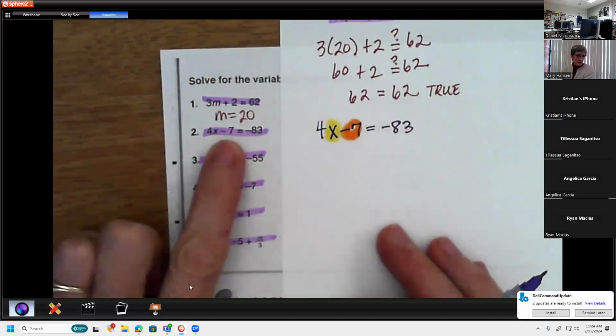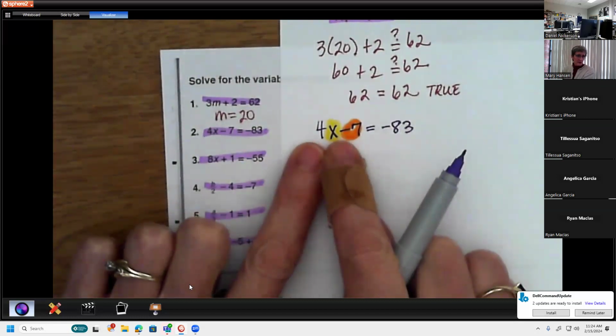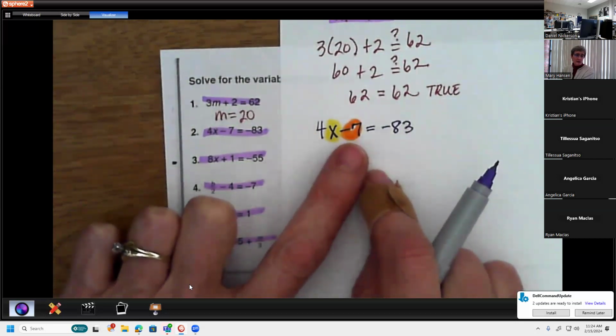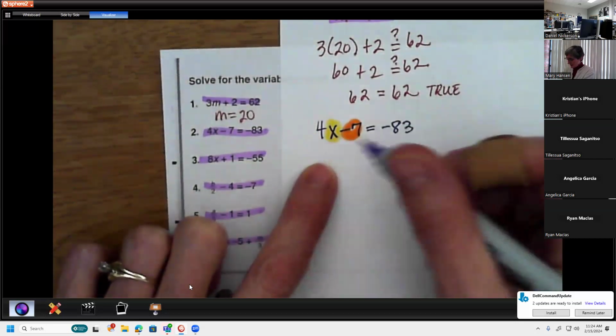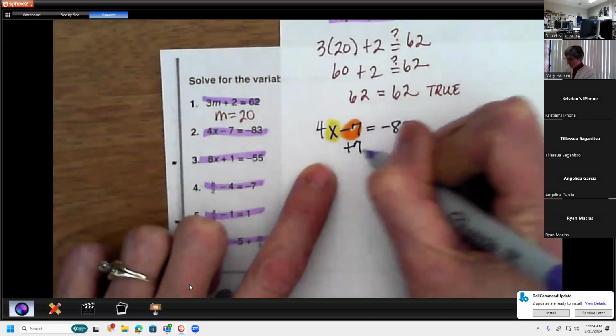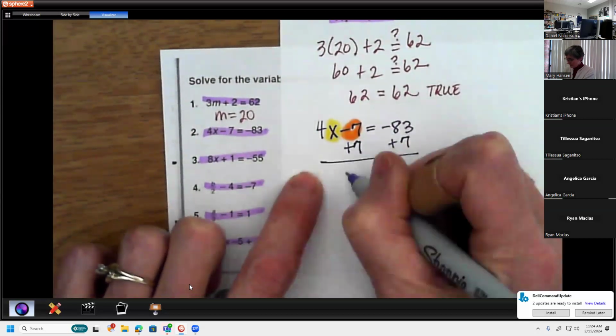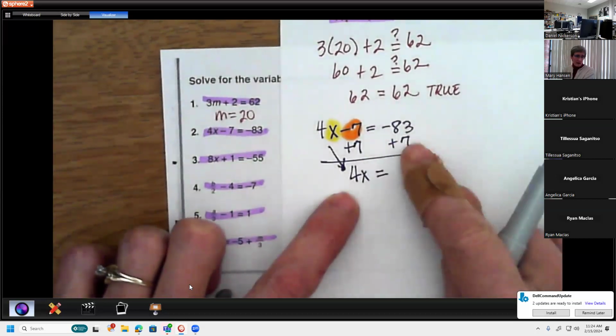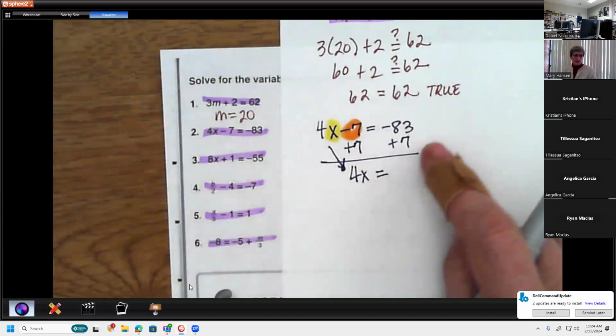So number 2, all I've done is rewrite it. Okay, we're looking for x. We need to get rid of the 4 and the -7, but we're going to attack the -7 first. The opposite of subtracting 7 is adding 7. 4x comes down. And now we have -83 plus 7.